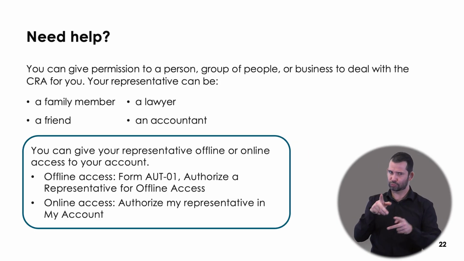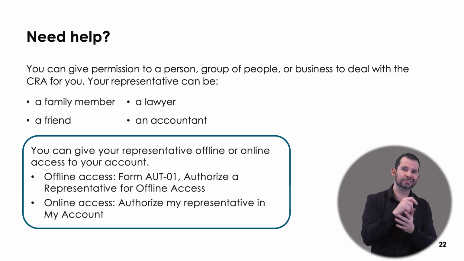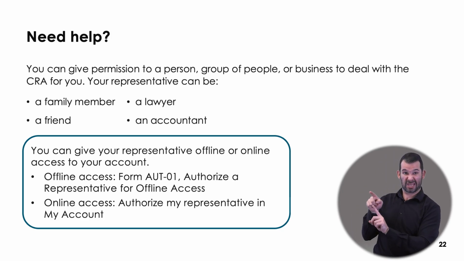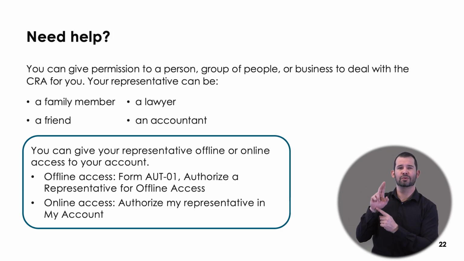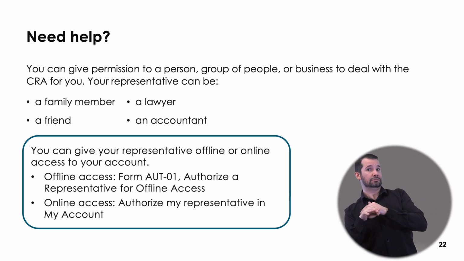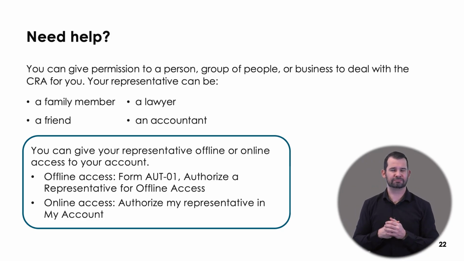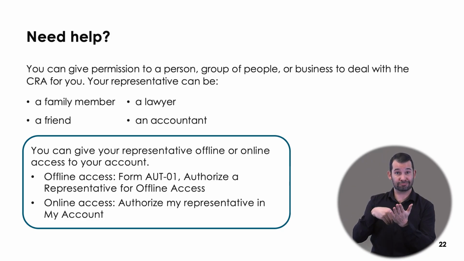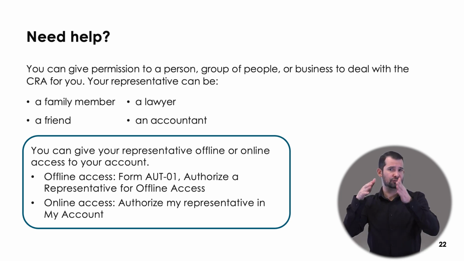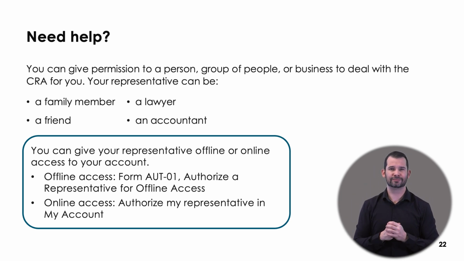The CRA needs your permission to deal with another person, such as a family member, friend, or an accountant, who may act as your representative for income tax and benefit matters. You can give permission to another person in your My Account or on paper by filling out Form AUT-01, Authorize a Representative for Offline Access, and sending it to the CRA. Note that if you use the paper form option, you can only authorize a representative to communicate on your behalf with the CRA by phone, fax or mail, or in person with no online access.